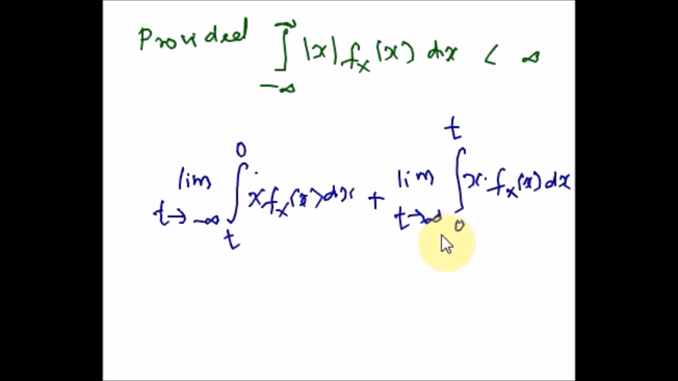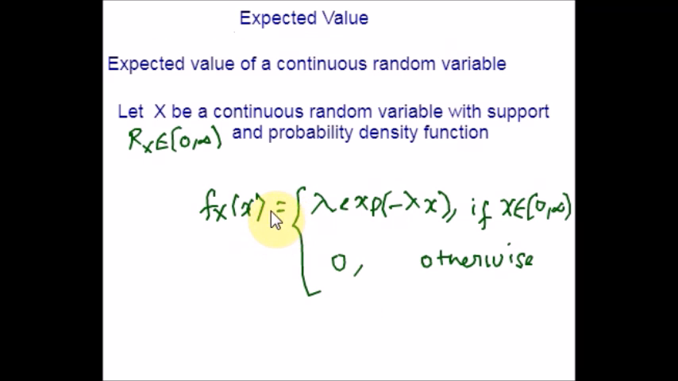And what will happen if the absolute integrability condition is not satisfied? We say that the expected value of x is also not well defined, or you can say that it does not exist at all. So again I'm going to take one example and explain this concept. Here is the example. Let x be a continuous random variable with support Rx equal to 0 to infinity, and here is the probability density function f of x. This is how it is defined, where lambda is greater than 0.